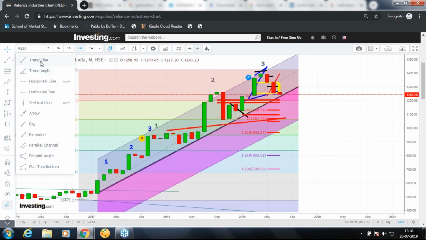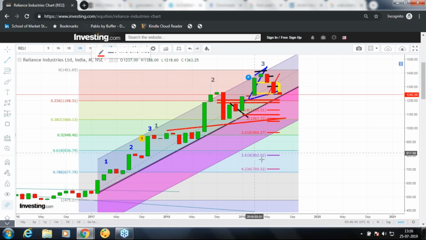Let's mark this on the chart because this is very important. So as per Gann, this 933 level is the minimum retracement that the stock of Reliance should do if the trend were to have got over at 1400 levels.